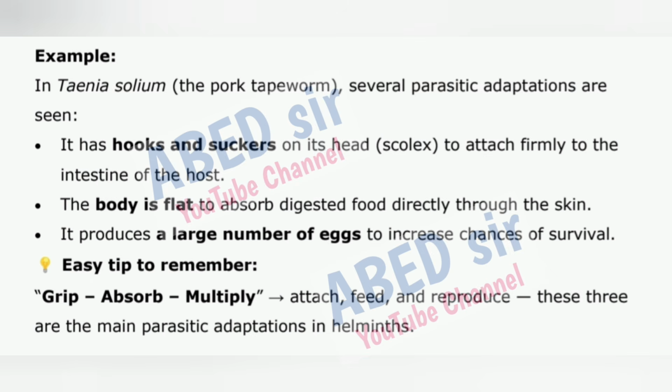Example: in Taenia solium, the pork tapeworm, several parasitic adaptations are seen. It has hooks and suckers on its head, the scolex, to attach firmly to the intestine of the host. The body is flat to absorb digested food directly through the skin. It produces a large number of eggs to increase chances of survival. Easy tip to remember: grip, absorb, multiply. Attach, feed, and reproduce. These three are the main parasitic adaptations in helminths.